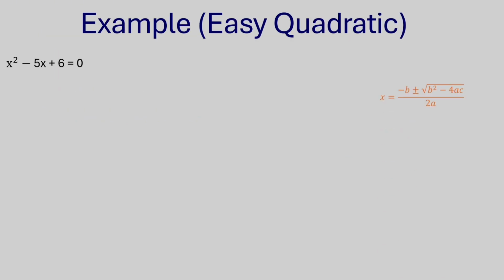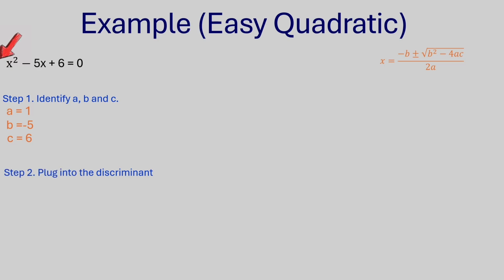Now we are going to do an example, an easy quadratic. You see here it is x squared minus 5x plus 6 is equal to 0. Remember the steps we discussed earlier. Step 1 is identifying a, b, and c. a is equal to 1, b is equal to negative 5, and c is equal to 6.